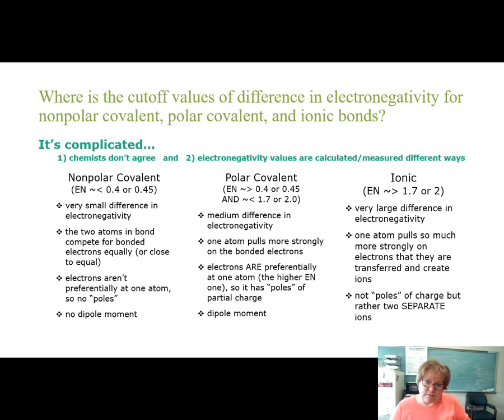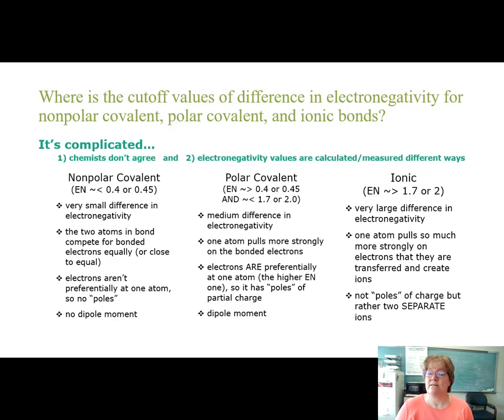Then we have our medium, this is called our polar covalent. In the polar covalent, we're looking at a medium difference in electronegativity. So it's a high electronegativity and maybe a medium electronegativity. So there's some difference, but it's not so drastic that I have an ionic bond. What we see is that one atom, it's covalently bonded, but one of those atoms pulls the electrons more strongly. That means the electrons are preferentially at that atom, kind of leaving a negative pole, if you will. And then if they pull the electron away, the other atom has a little bit of a positive pole.